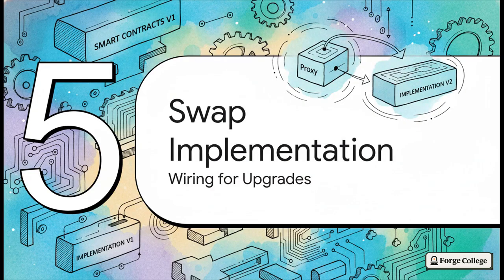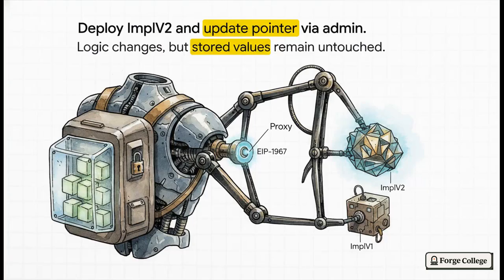Section 5. Swapping the implementation. Wiring for upgrades. This is where the magic of dynamic composability actually shines through. To upgrade, you simply deploy ImplV2 with its altered, smarter logic. Then you update the EIP 1967 implementation slot pointer in the proxy via an admin function. And just like that, immediately, your delegated logic changes while your stored values, the data in the backpack, remain completely untouched. It is quite literally a seamless brain transplant.